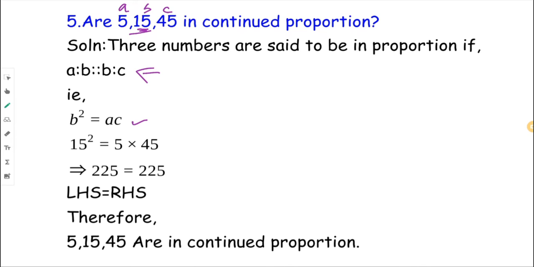So you can see that our B is how much? B is 15, but B square, right? So 15 square. A is 5, and C is 45. All right, so 15 square, when you multiply 15 2 times, you'll get 225, and when you multiply 5 into 45, you'll get again 225. Once again, you can see that left hand side equals right hand side. Therefore we can say that they're in continued proportion.